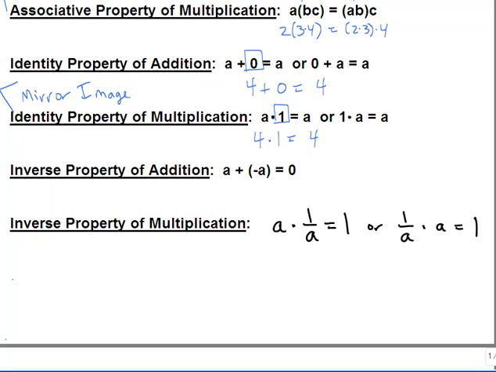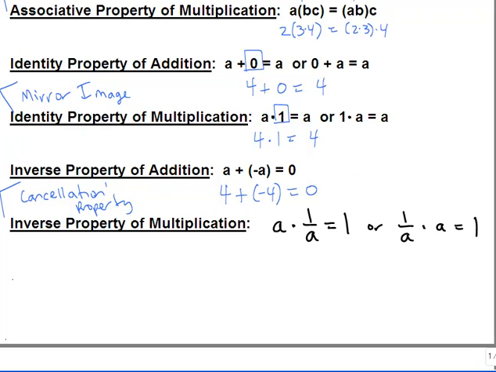The next property that we have is the inverse property of addition and multiplication. And this one is what I like to think of as sort of a cancellation property. It starts us off with any number A, and in the case of addition, what do we have to add to A so that it cancels out? Well, we have to add its opposite. So for example, if I start with 4, I need to add the opposite, which would be minus 4, and then it'll cancel out to 0.